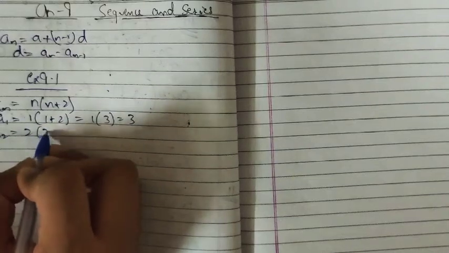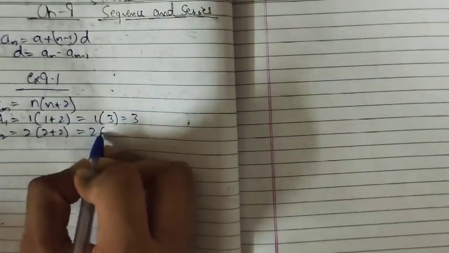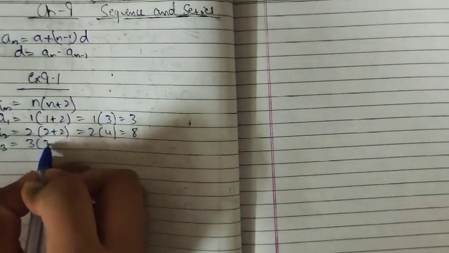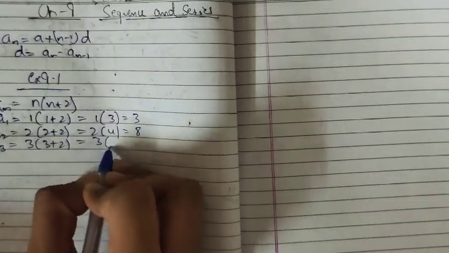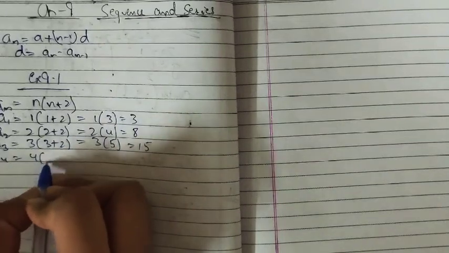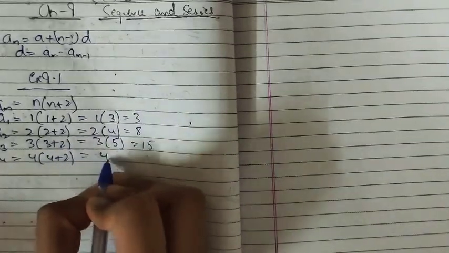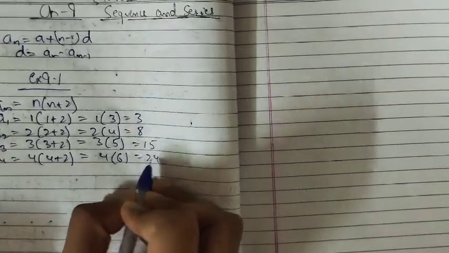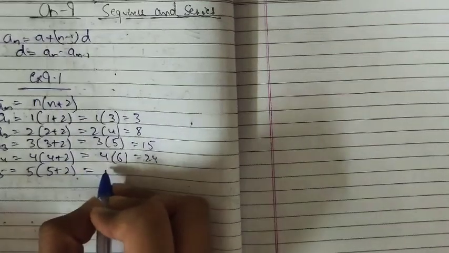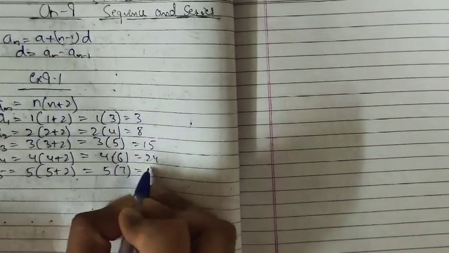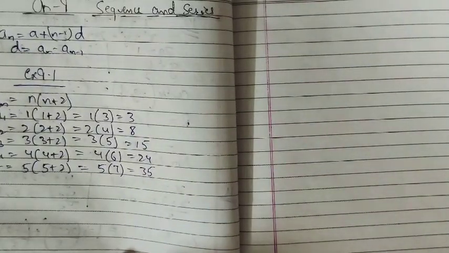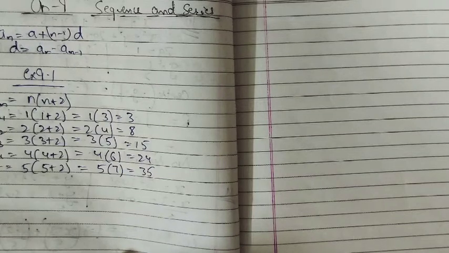a2 is equal to 2(2 plus 2), 2 times 4, which is 8. a3 is equal to 3(3 plus 2), 3 times 5, which is 15. a4 is equal to 4(4 plus 2), so 4 times 6, 24. a5 is equal to 5(5 plus 2), so 5 times 7, 35. So these are the first 5 terms of this sequence.